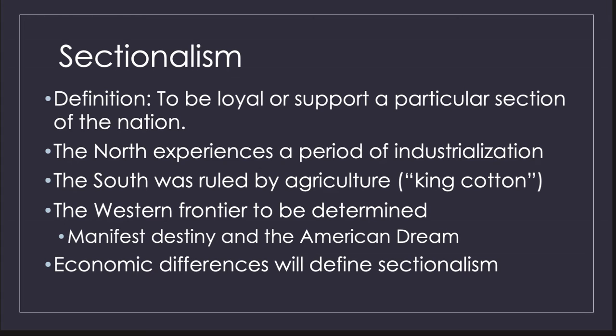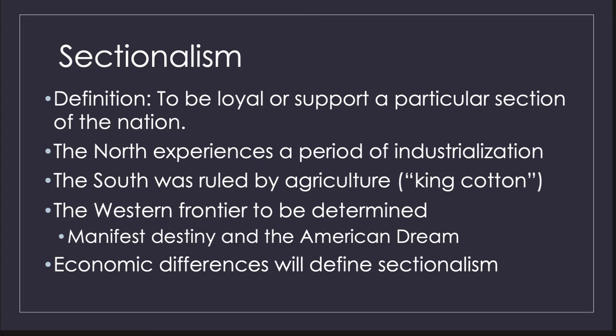And the sections that we have right now, we have the North, which is heavy in industry. We have the South being ruled by agriculture. Remember, Eli Whitney's invention of the cotton gin gives us King Cotton of the South. And then we have the West, where their economy is really to be determined.